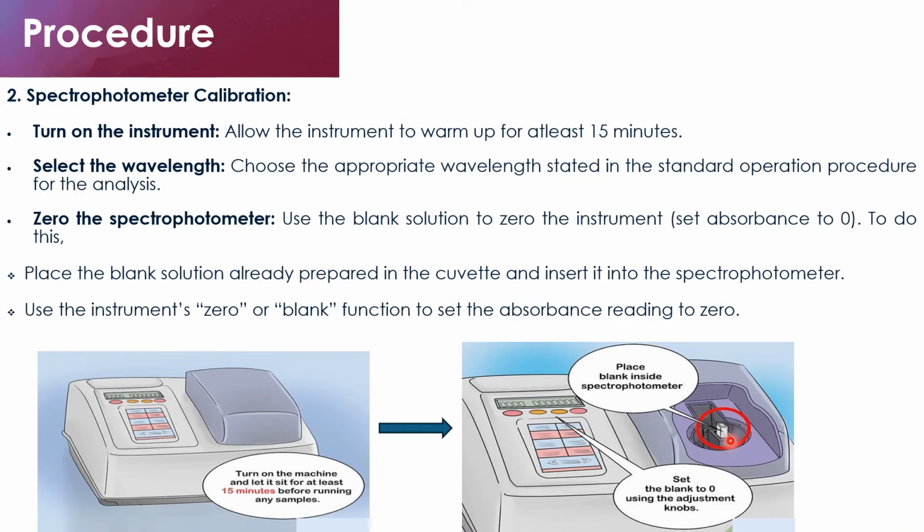So this is our cuvette containing our blank solution that is being inserted into the spectrophotometer over here. Once we are done with this, we use the instrument's zero or blank function to set the absorbance reading to 0. What we have to note is that every spectrophotometer has a zero or blank function key that can be used to set the absorbance reading to 0, or in other words, to zero or blank the spectrophotometer before it is used to measure any test sample.